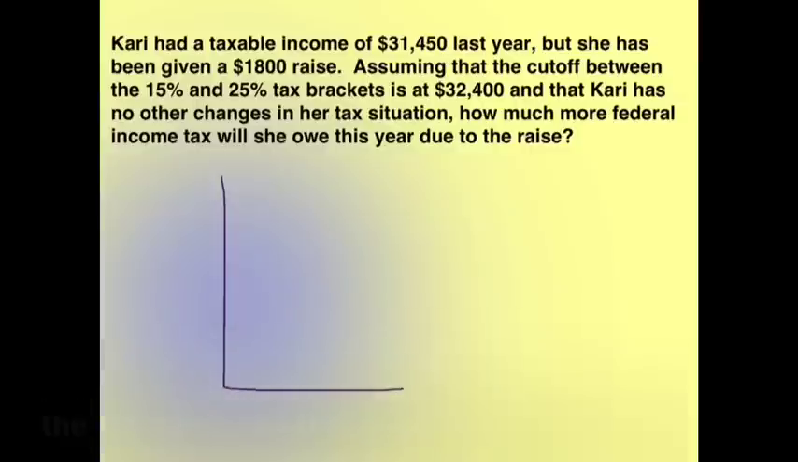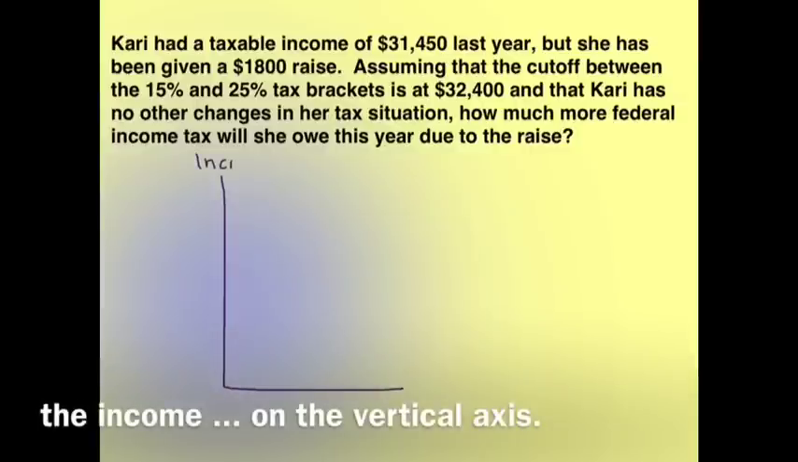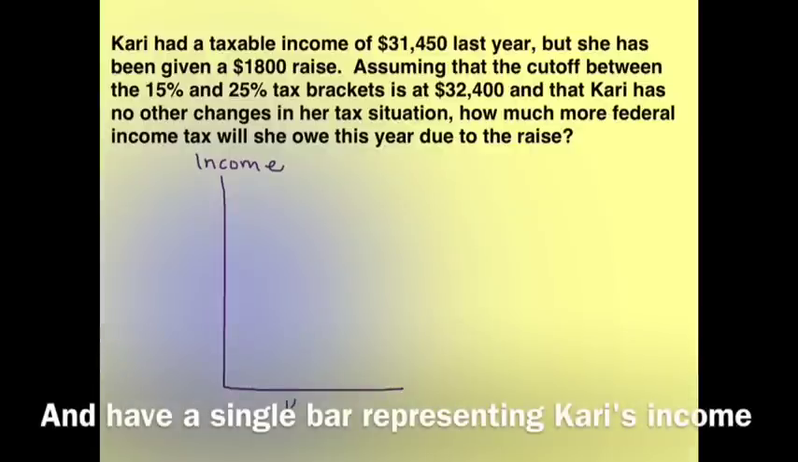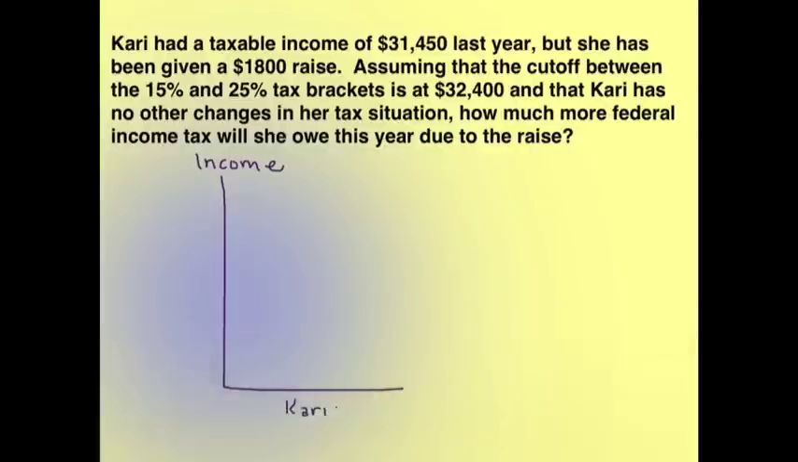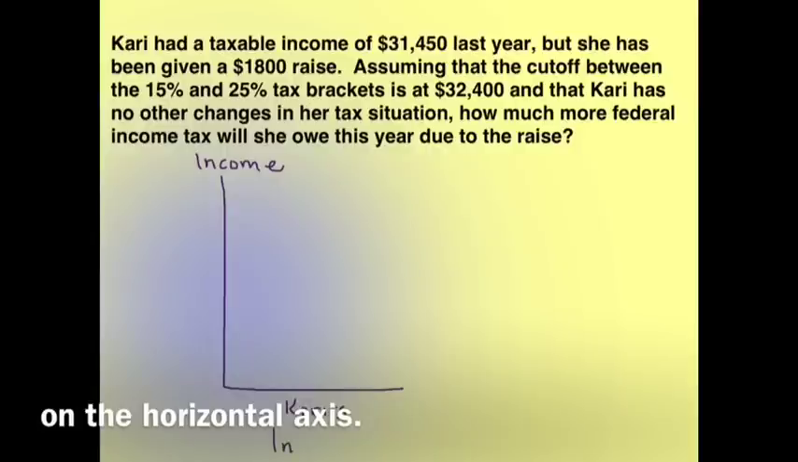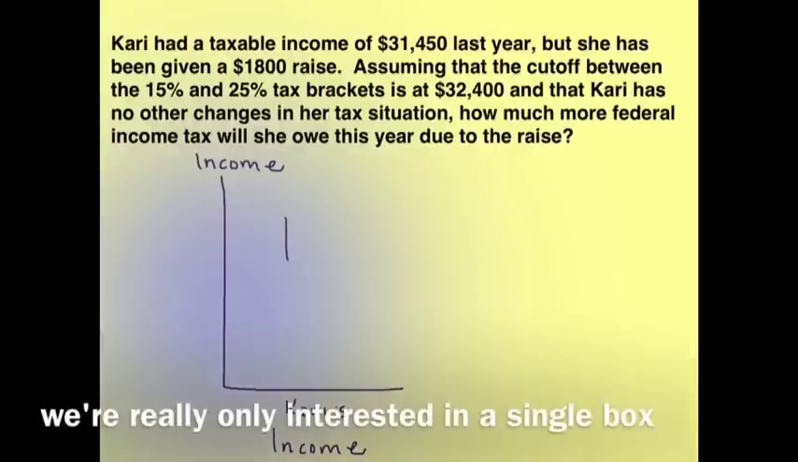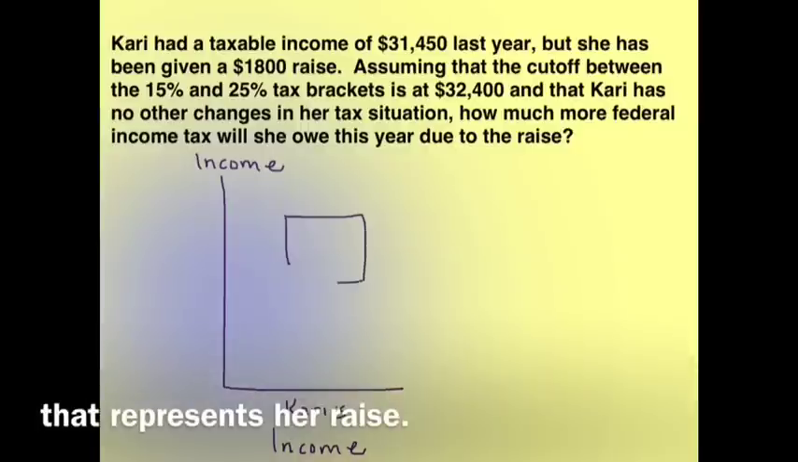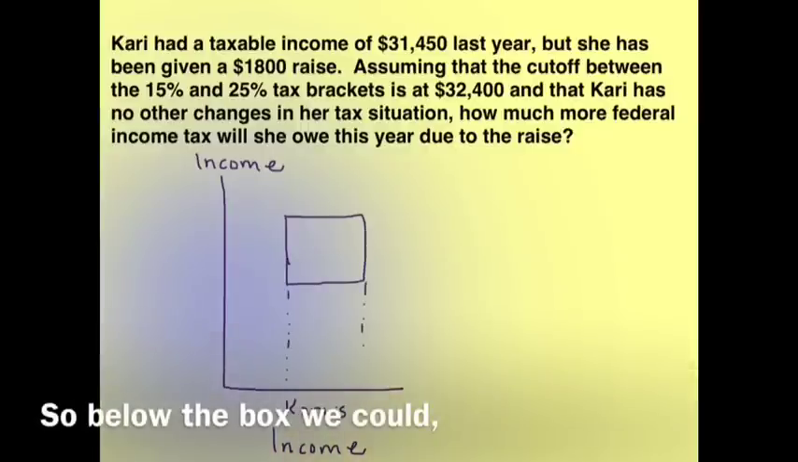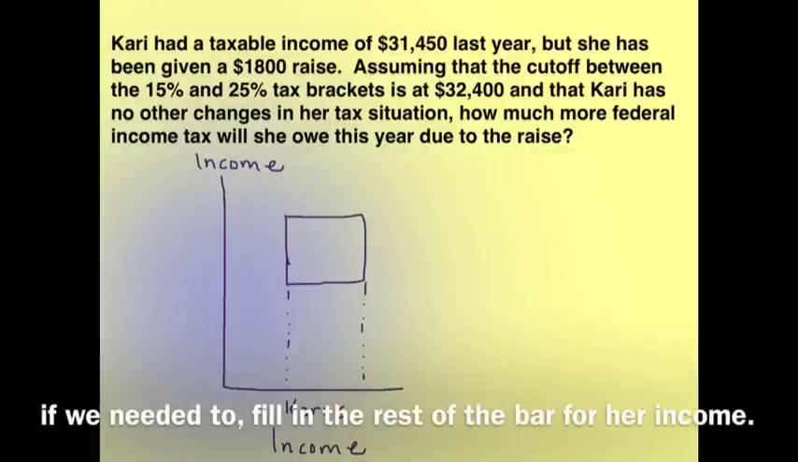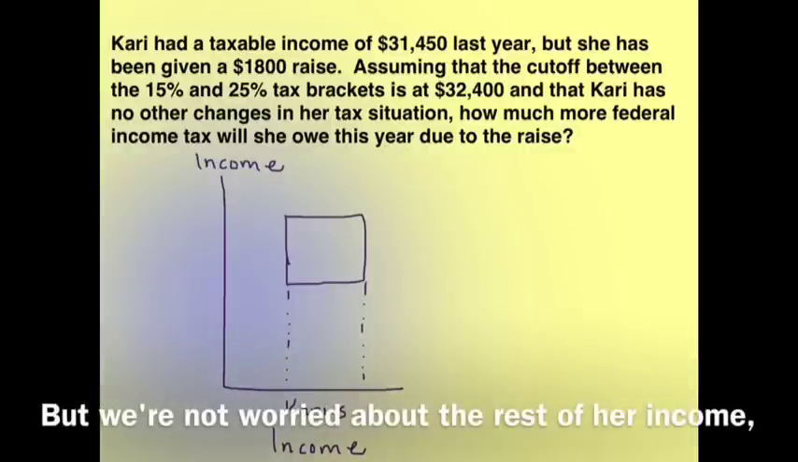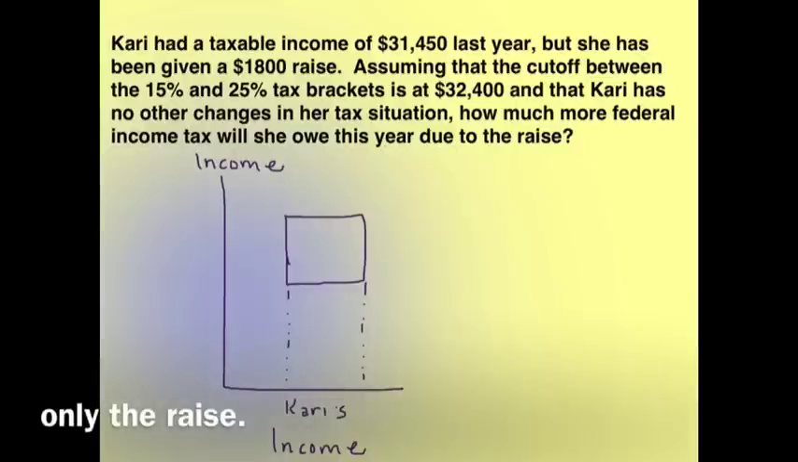Let's make a bar graph with the income on the vertical axis and have a single bar representing Carrie's income on the horizontal axis. But instead of drawing the whole bar for the height of her income to scale, we're really only interested in a single box that represents her raise. So below the box, we could, if we needed to, fill in the rest of the bar for her income. But we're not worried about the rest of her income, only the raise.